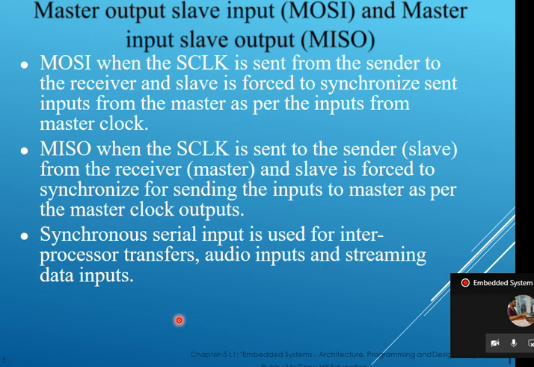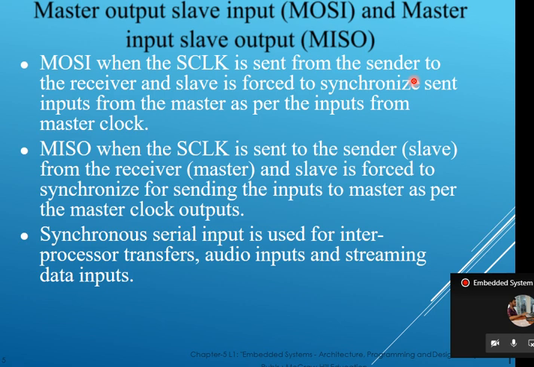So similarly here, where am I getting the input and output? Suppose the master is giving something, providing some output, otherwise it will take the input from the slave. Here in the first one, master output slave input, the serial clock is sent from the sender to the receiver, and the slave is forced to synchronize. The sender here is the master, and the slave is accepting the input. That's why it is called slave input.